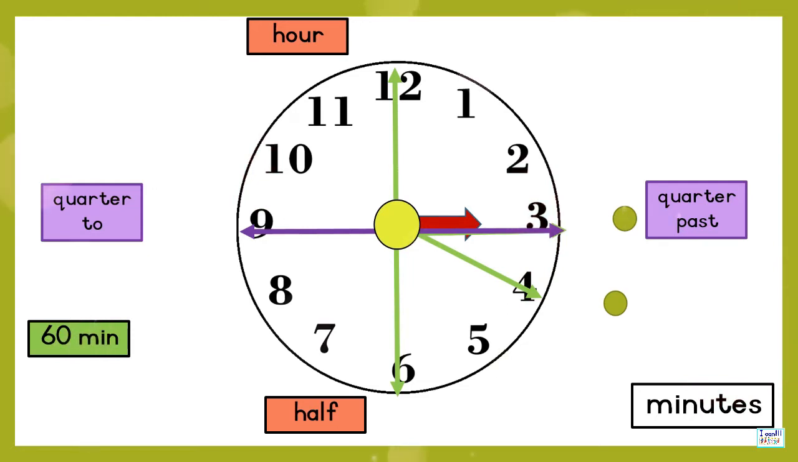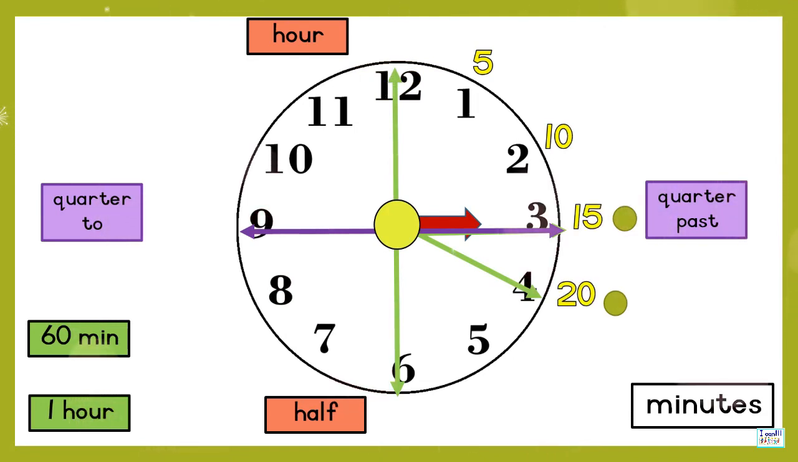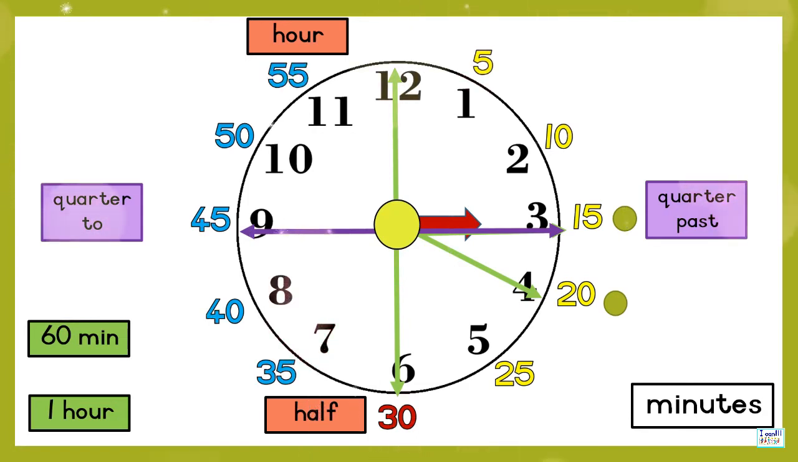Do you remember that 60 minutes is 1 hour? One part equals 5 minutes. Start at the 12 and count in intervals of 5. 5, 10, 15, 20, 25, 30, 35, 40, 45, 50, 55, 60, or 0 minutes, the place where we start. A full hour.